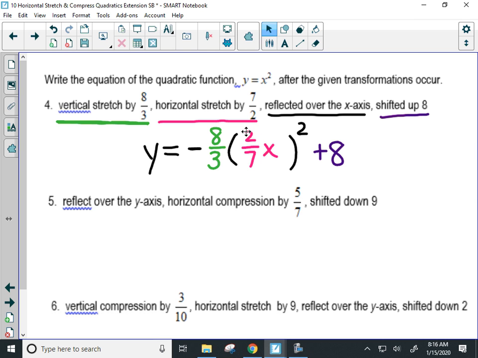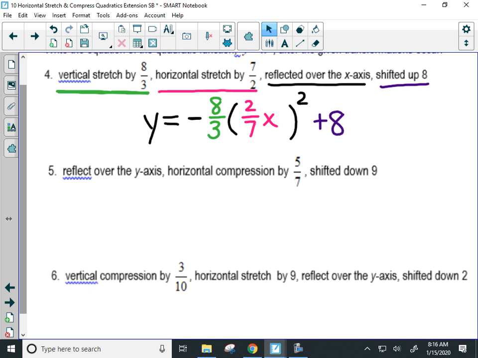Next equation: reflect over the y-axis, horizontal compression by 5/7, shifted down 9. All right, so there's nothing that's going to happen out in front of my parentheses this time because I'm not vertically compressing or stretching, and I'm not reflecting over the x-axis. So I'm going to jump right to my parentheses.